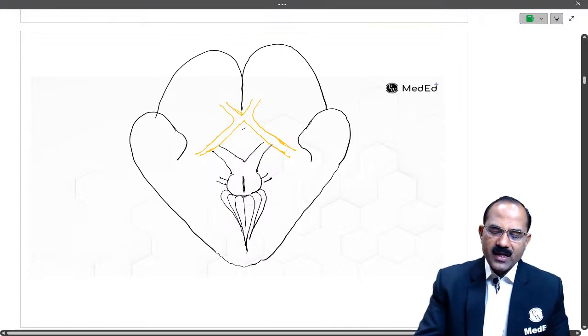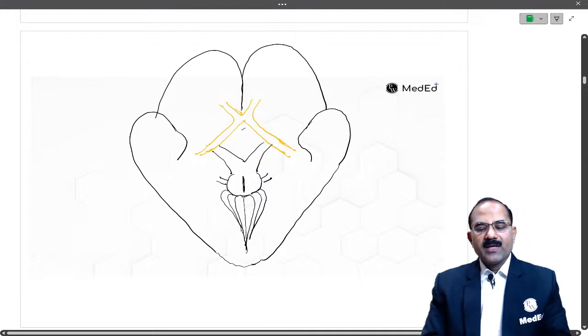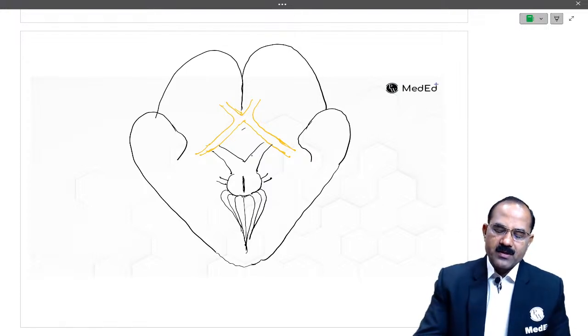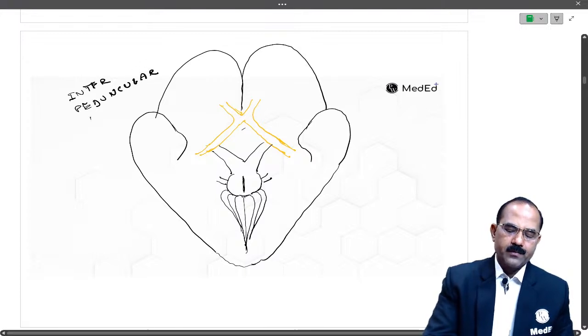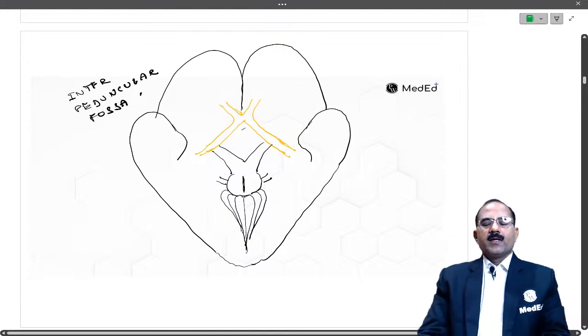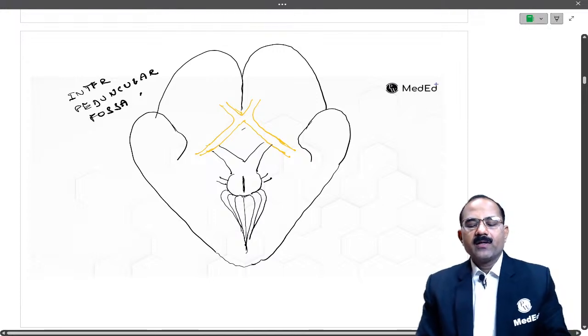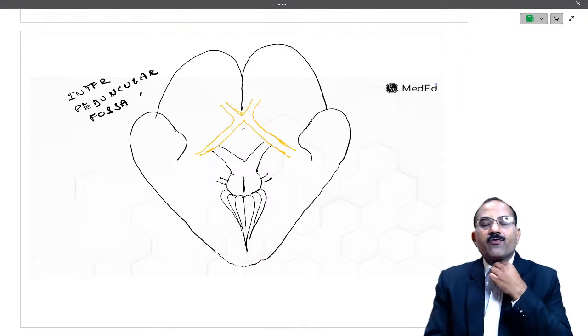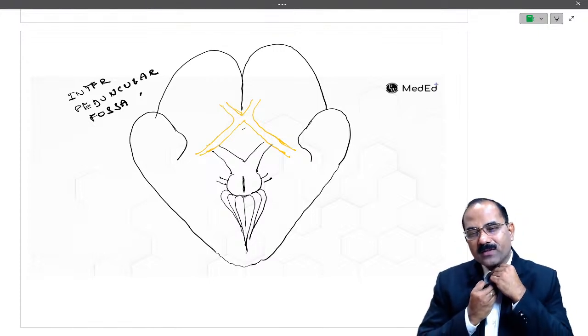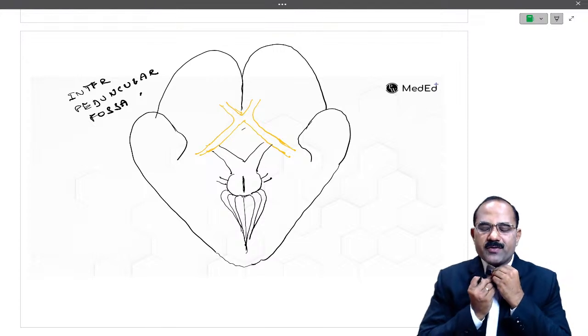What is this area known as? This is something that you get as a short note. This is what we call the, any guesses? Interpeduncular fossa. Very good. This is what we call the interpeduncular fossa. The fourth ventricle is also called the rhomboid fossa, but this is known as the interpeduncular fossa.